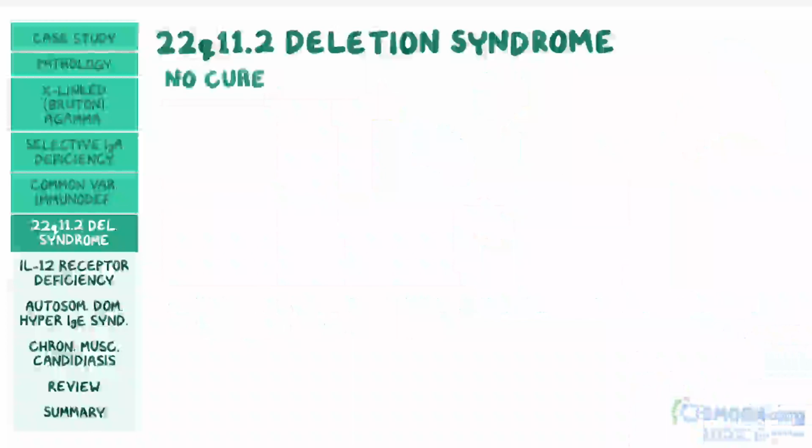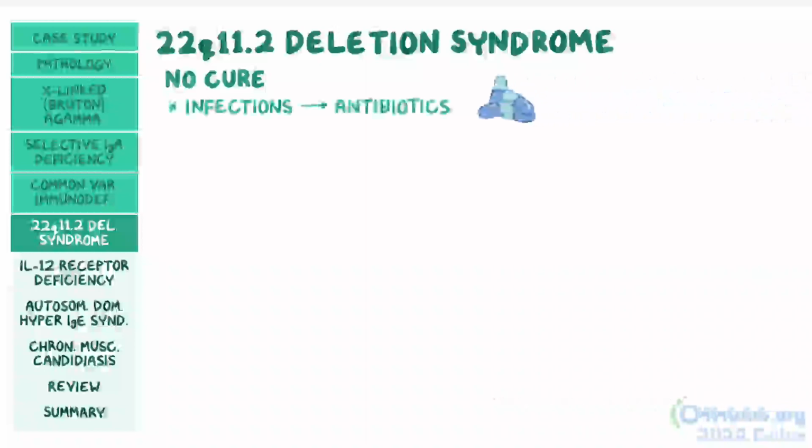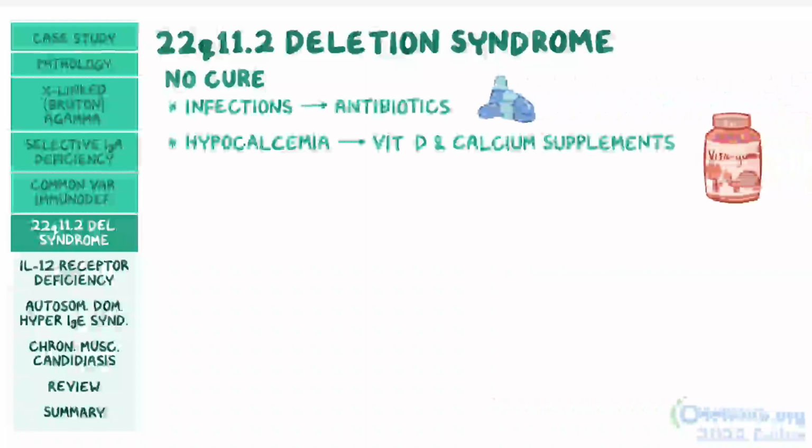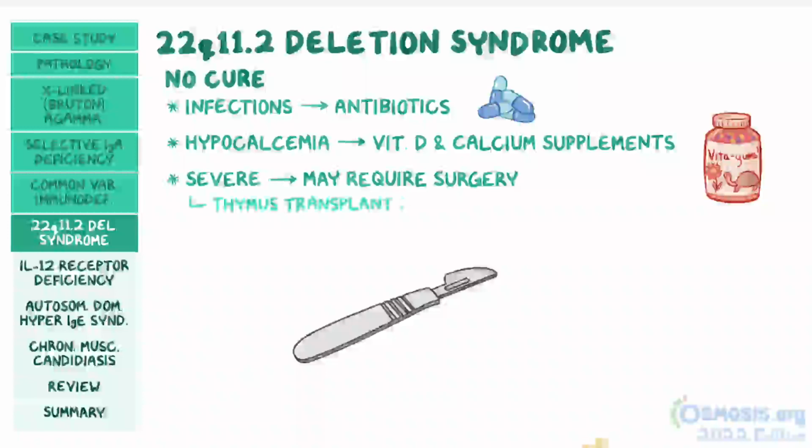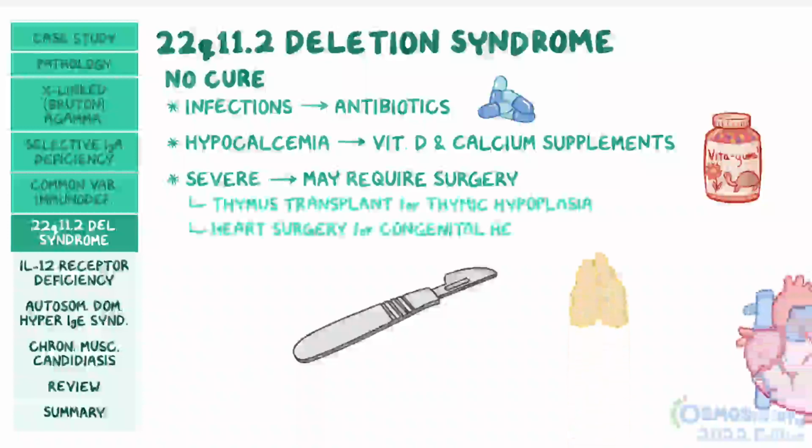There is no cure available for 22q11.2 deletion syndrome. Infections can be treated with antibiotics, and hypocalcemia can be managed with vitamin D and calcium supplements. Severe cases may require surgery, like a thymus transplant for those with thymic hypoplasia, or heart surgery for children with congenital heart defects.